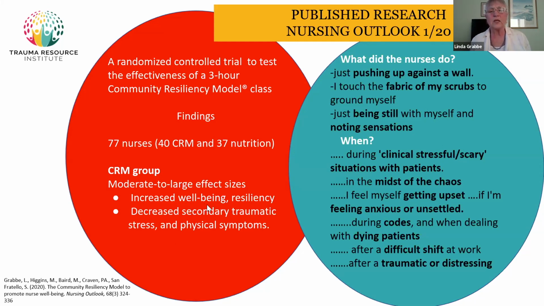increased well-being, large effect size actually, and this was published, and the citations are down here: increased resiliency, decreased secondary traumatic stress, and physical symptoms. And they were using the CRIM skills, which you're going to get a little overview of, in scary, stressful, chaotic situations with dying patients, during codes, in a difficult shift. And so they were able to use the skills immediately in really dire clinical situations.